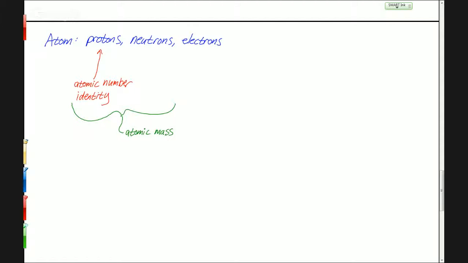Where are these particles in relation to each other? Somebody said something about that. The nucleus? They're all in the nucleus? Okay, right. So the protons and the neutrons are in what we call the nucleus, or the center. And then the electrons, which are negatively charged, occupy this space around, actually really far away from the nucleus.